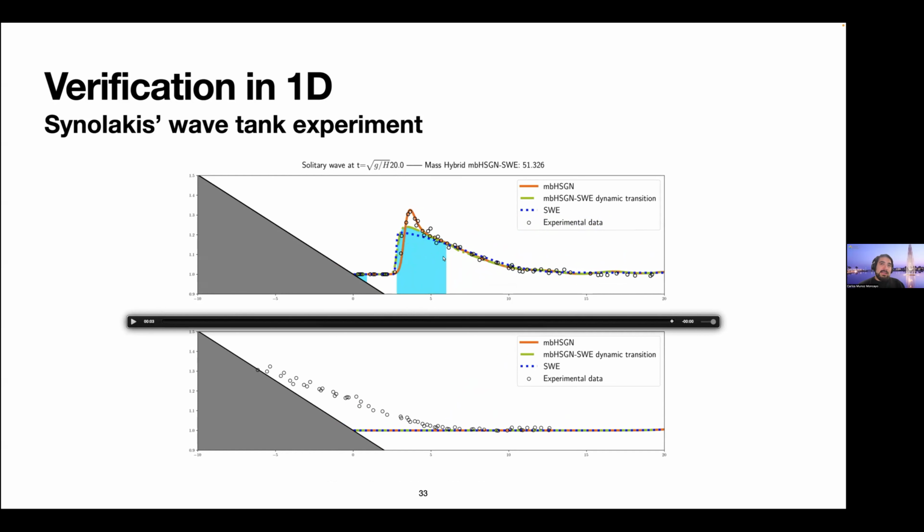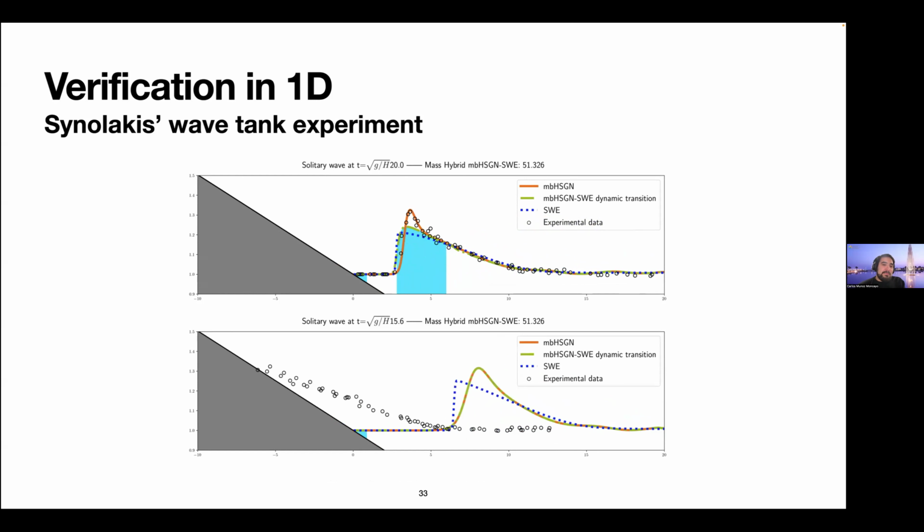And here you can see that the nonlinearity criterion is very aggressive. Like, it's switching to shallow water when it shouldn't. But for this particular problem, the eventual run-up does not seem to be that sensitive to the wave breaking criterion, which might not be the case for closer to real world scenarios.